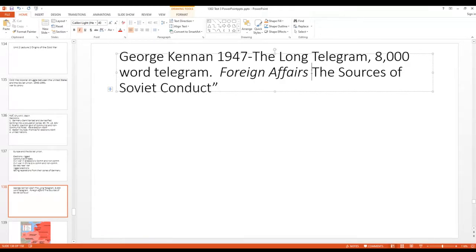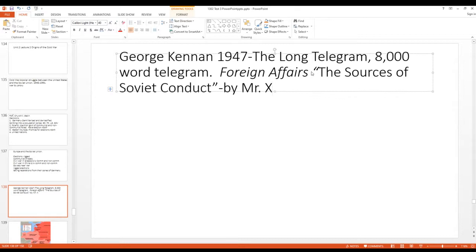Is its official name. Everyone calls it the X article because it was written by Mr. X. Kennan could not put his name to it because he was still working as a field diplomat, but it was a pretty well-known secret in Washington, D.C. who had written the article.